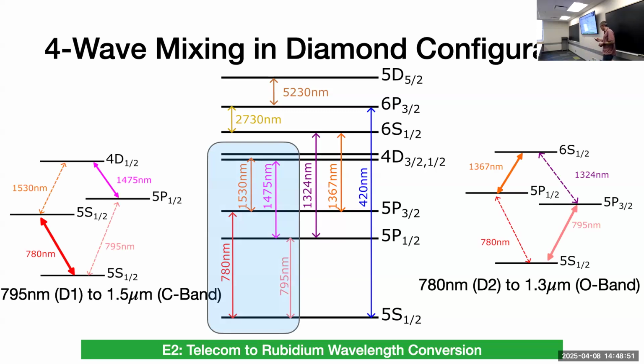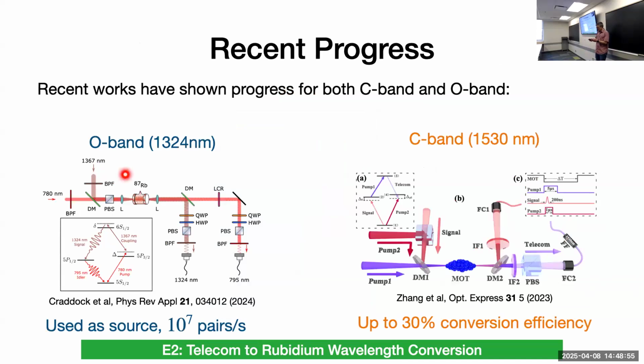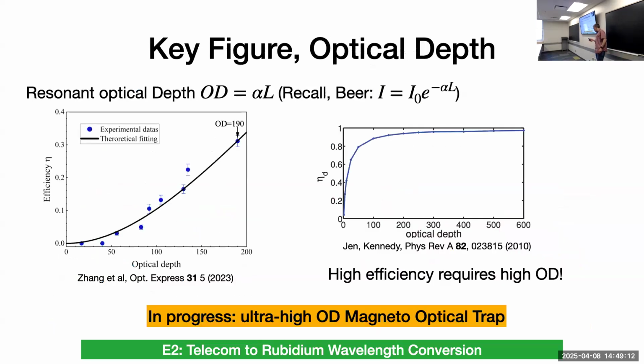We've done some preliminary simulations. We're trying to obtain the lasers for these now. But there's already been some work using this scheme in the so-called O-band of telecom, 1324 nanometers, and the C-band here. So when you actually look at these simulations, this experimental work from the last year or two is starting to show some promise here.